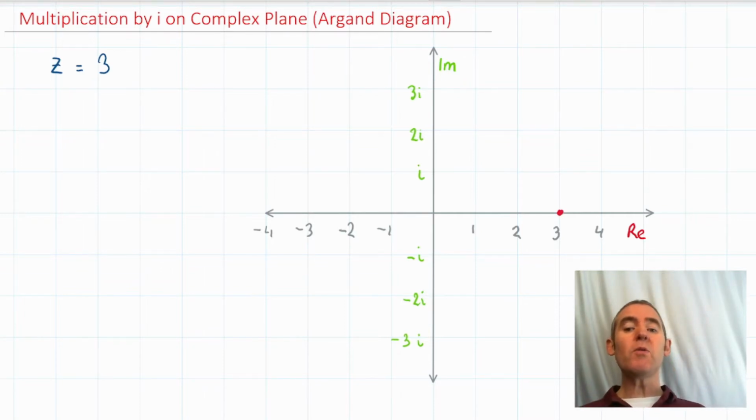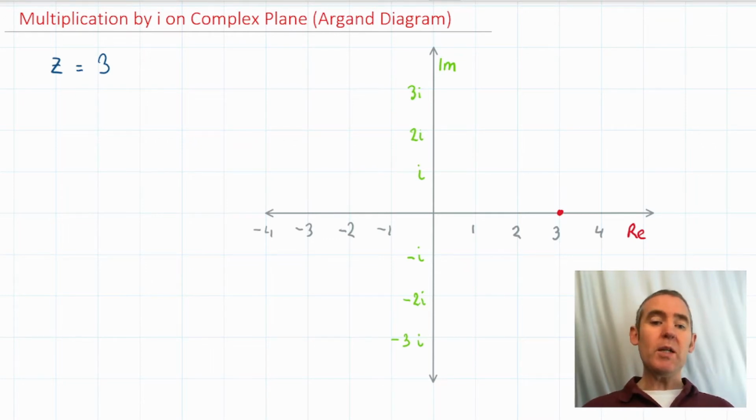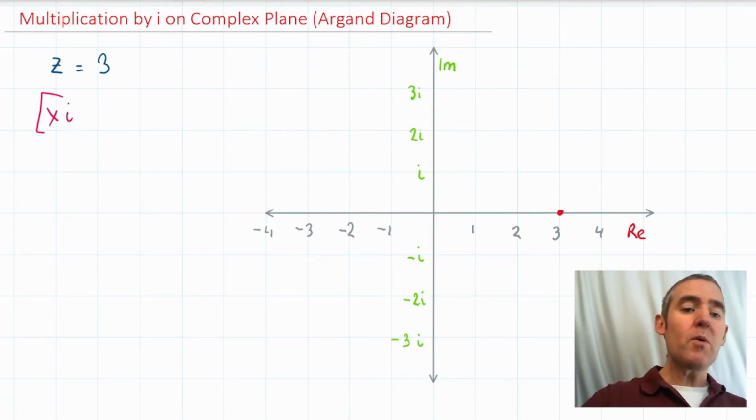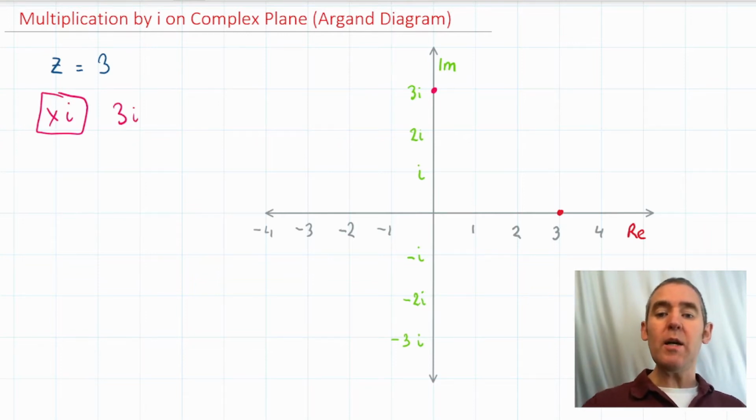So what happens to this point when you multiply by i and i squared? What happens to it on the complex plane? So let's first multiply by i. So we end up with 3i. So 3i is here on the Argand diagram.